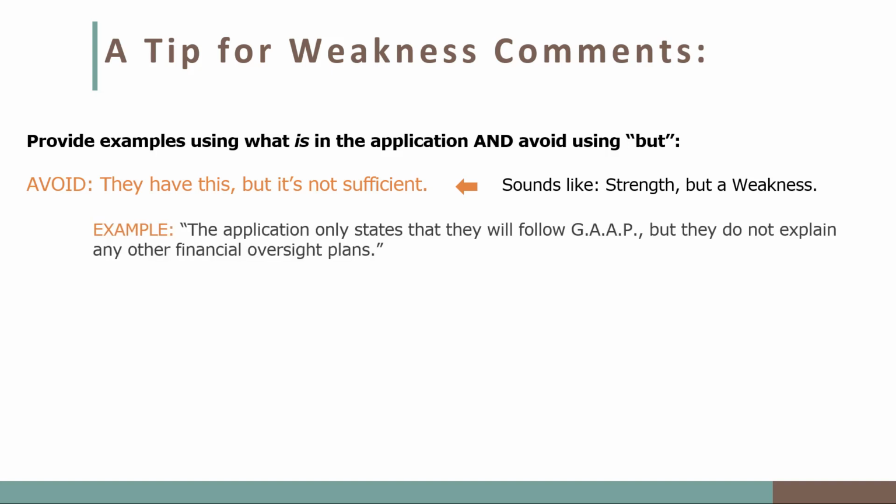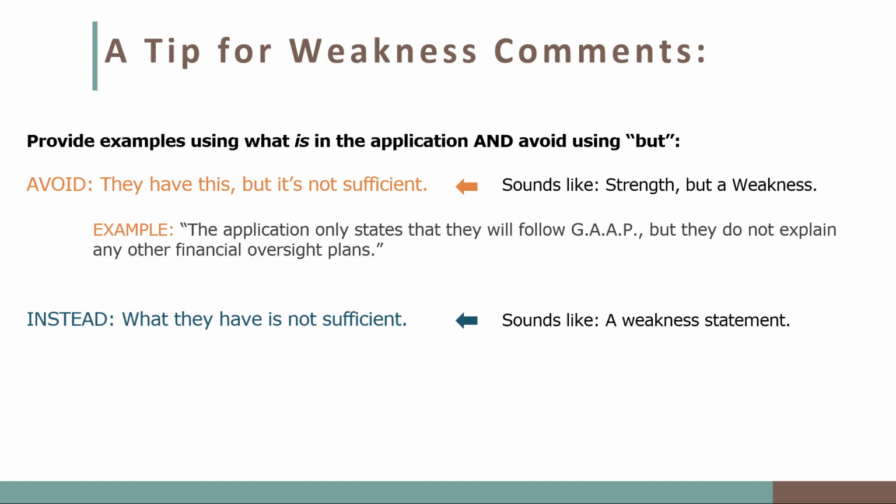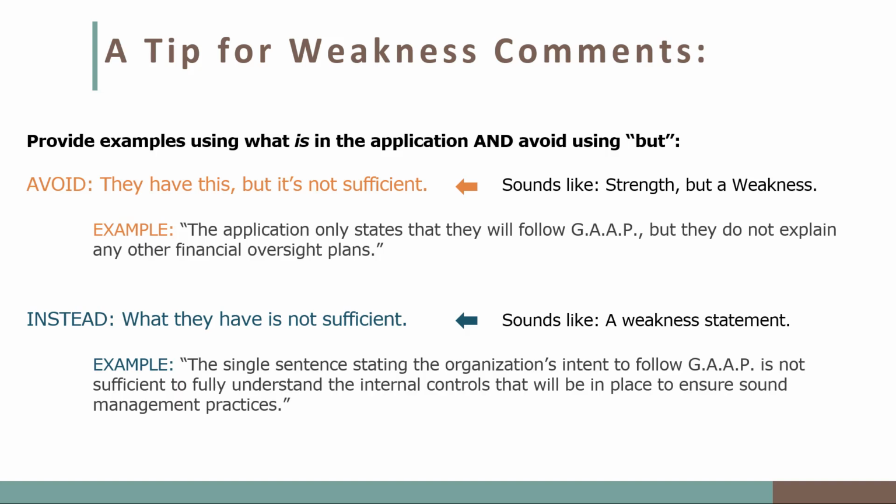Here is an example from earlier. The application only states that they will follow GAAP, but they do not explain any other financial oversight plans. This kind of statement sounds passive and contradictory. A better way is to be straightforward and simply say, what they have is not sufficient, and avoid using but altogether. This sounds a lot more like a weakness statement. Here's a revised example. The single sentence stating the organization's intent to follow GAAP is not sufficient to fully understand the internal controls that will be in place to ensure sound management practices.